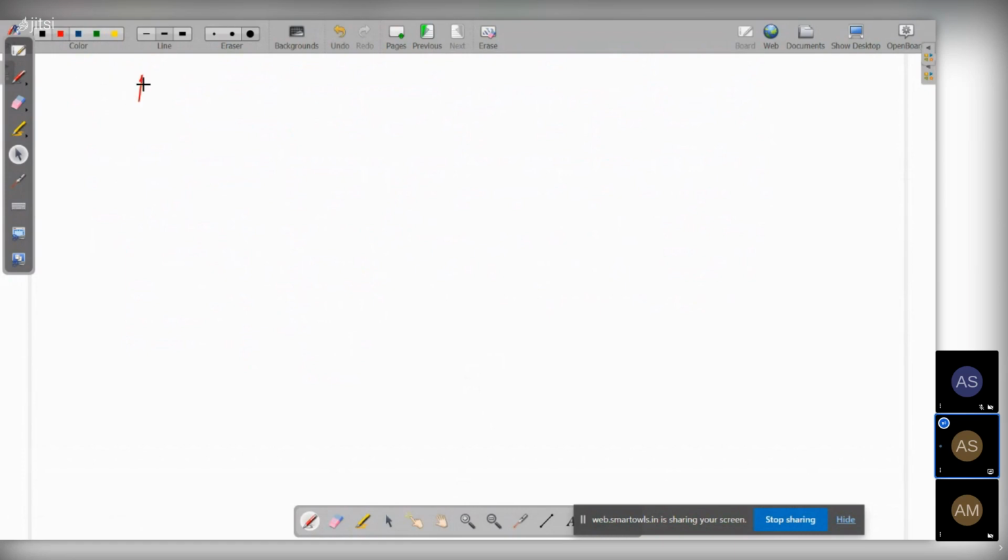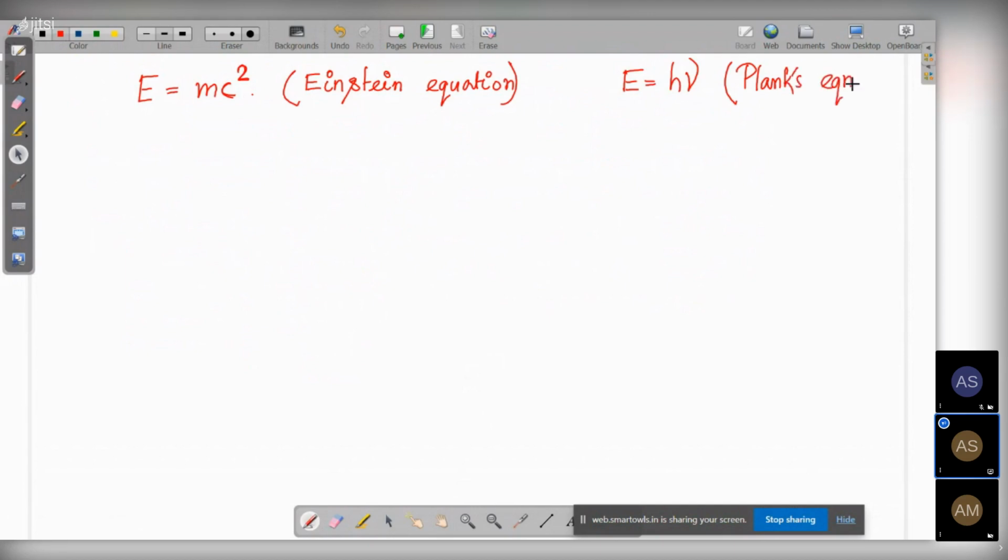Let's suppose you have two equations for energy. One is E = mc². You have obviously heard about this equation, the very famous theory of relativity, Einstein's equation, to calculate energy. And again, in this chapter only you have learned E = hν, which is Planck's equation. So what de Broglie did is he equated both these equations.